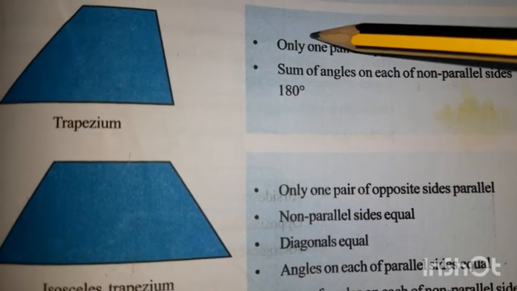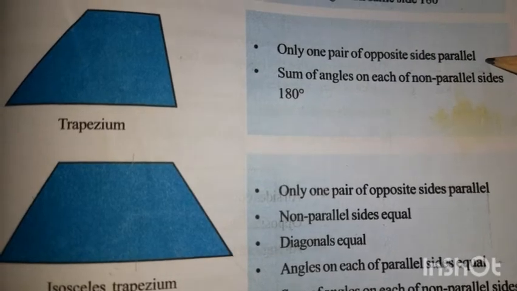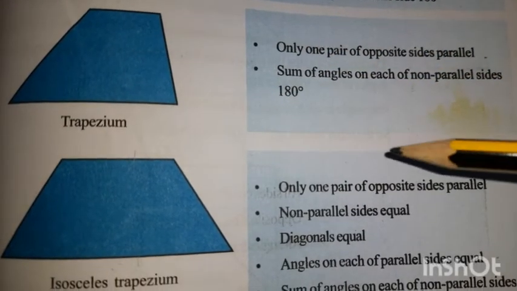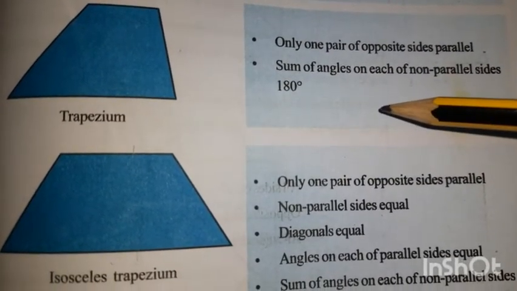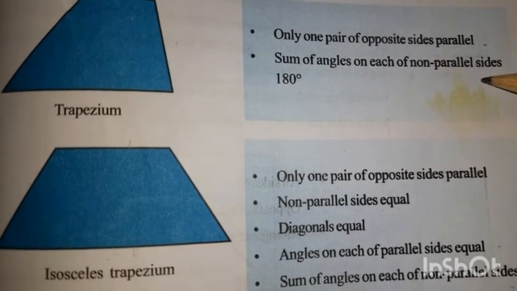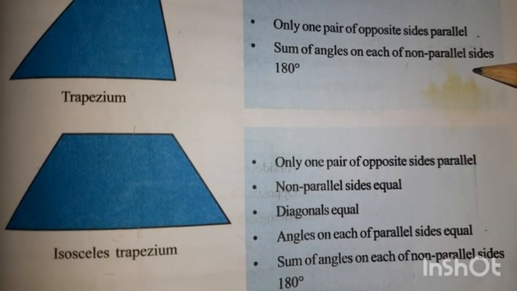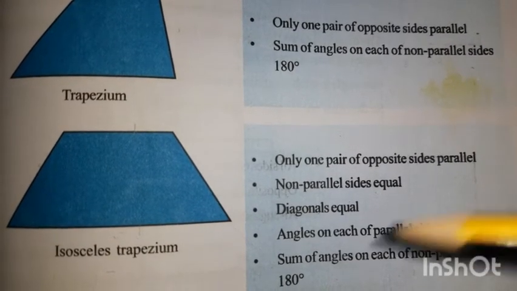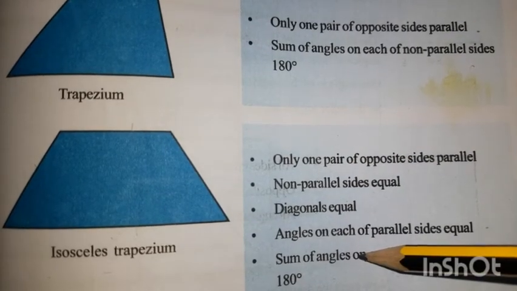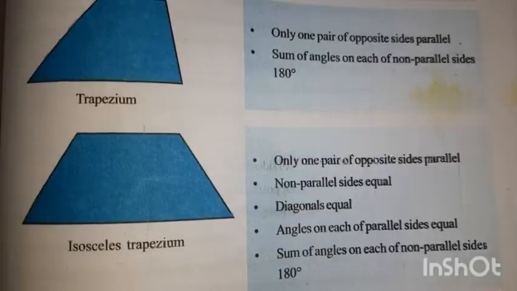The specialty is only one pair of opposite sides are parallel. Only one pair are parallel. These two sides are parallel. Sum of angles on each non-parallel side is 180. So this is the shape of the trapeziums.